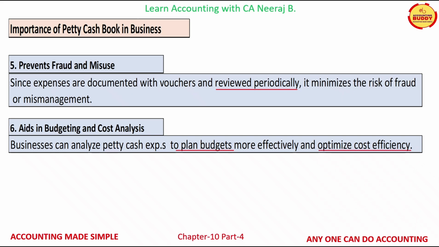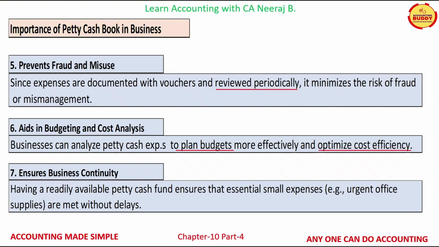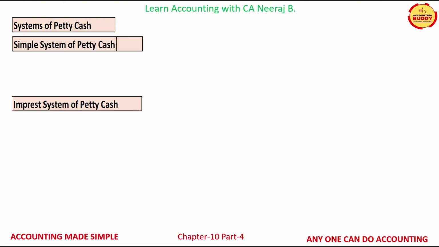A petty cash book also ensures business continuity. Having a readily available petty cash fund ensures that the essential small business expenses are paid without any delay. There are two systems of petty cash management. First is the simple system of petty cash and the second is the Imprest system of petty cash.